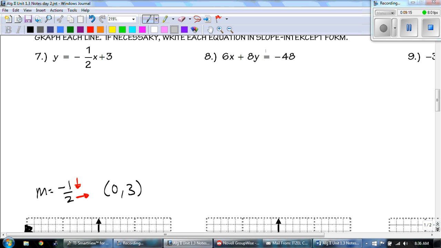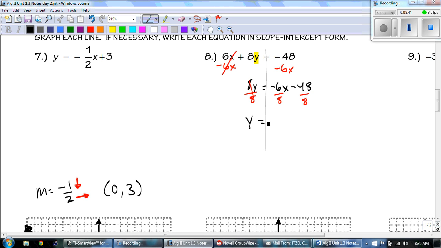So I'm going to draw my line straight down. I want to solve for y, so I'm going to subtract the 6x from both sides. Those are not like terms, so I get 8y equals negative 6x minus 48. To get the y by itself, I'm going to divide everything by 8.